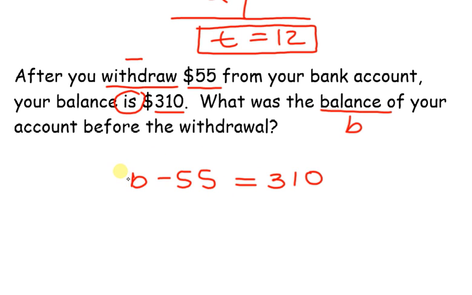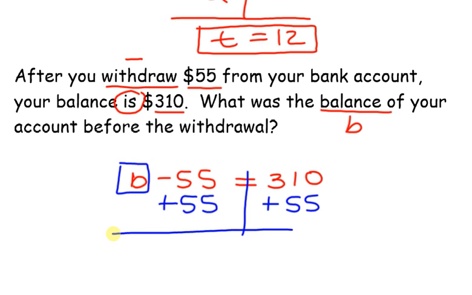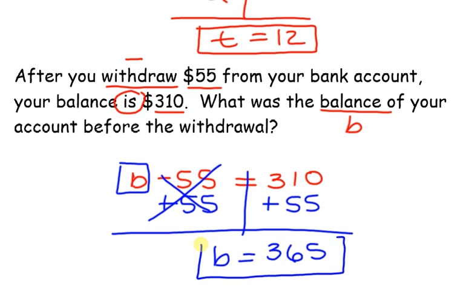And I'm going to go ahead and solve. So I'm going to put a box around my variable. The opposite of minus 55 is plus 55. Whatever I do to the left, I need to do to the right. Minus 55 and plus 55 cancel each other out, and I'm left with B equals $365. That is how much I had in my bank account before I withdrew the money.